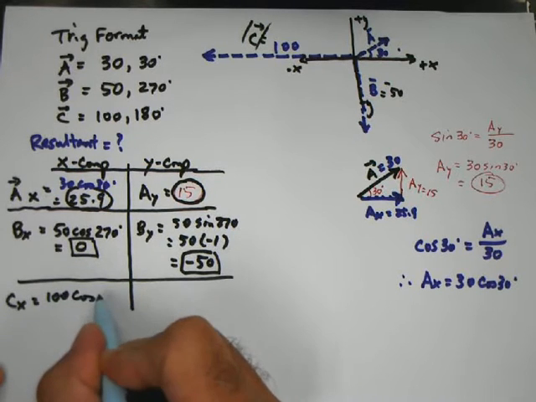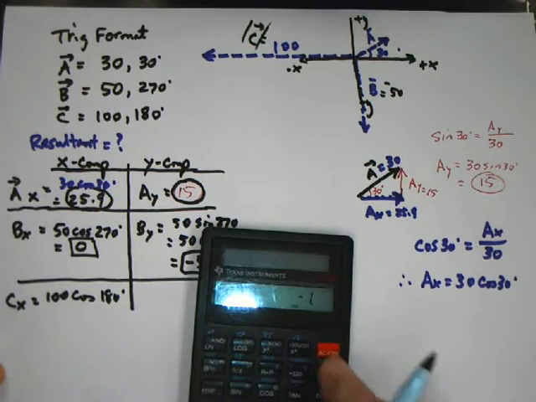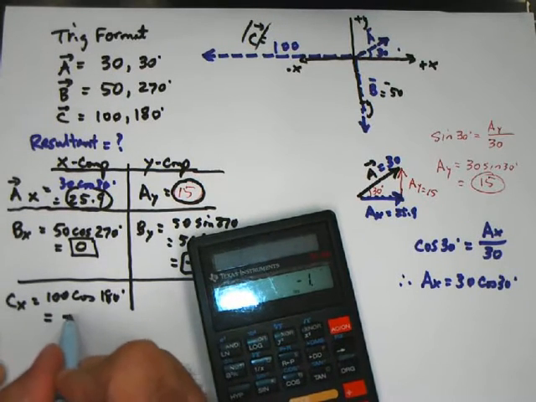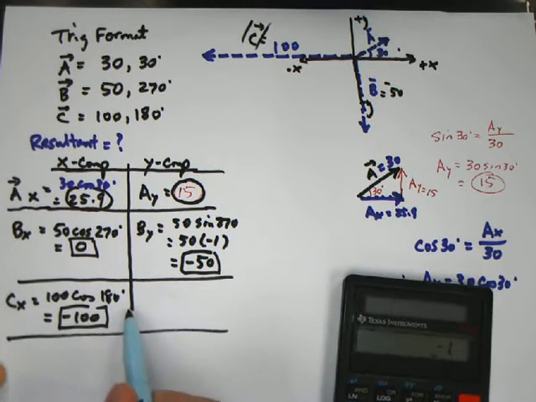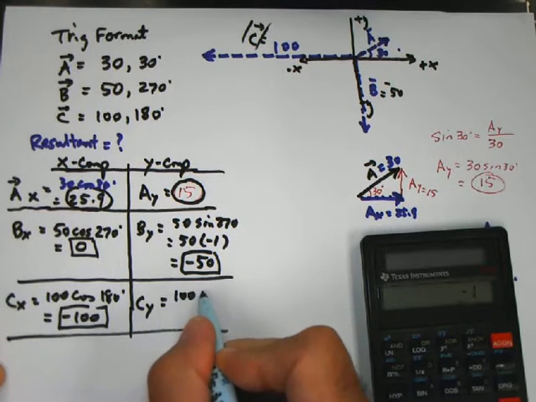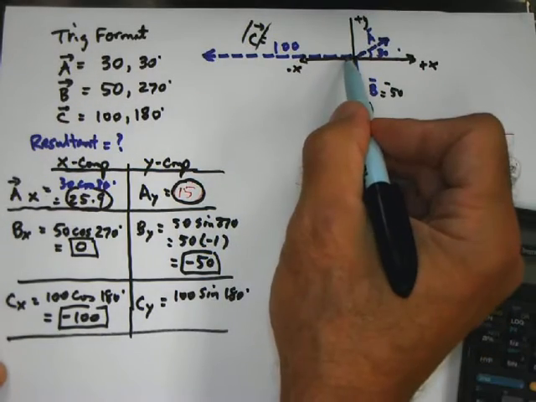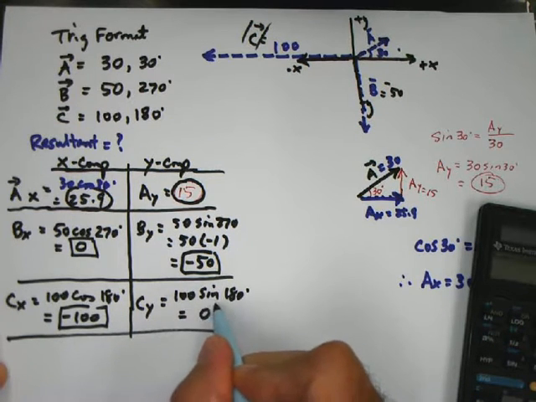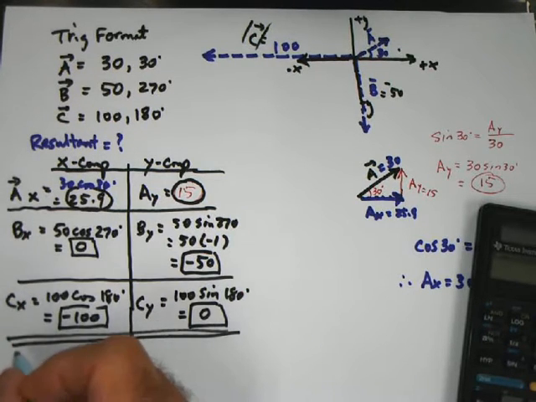Okay, and so we can put 100 times cosine of 180. Okay, and what do we get? Let's put that in. 180 cosine, that's -1. Okay, times 100. So that gives us -100 for the x component of vector C, and then the y component would be C sub y. That would be equal to 100 times the sine of 180. Okay, now sine of this is just all horizontal, so there is no vertical, is there? So the sine of 180 is 0. So this is just equal to 0 here.